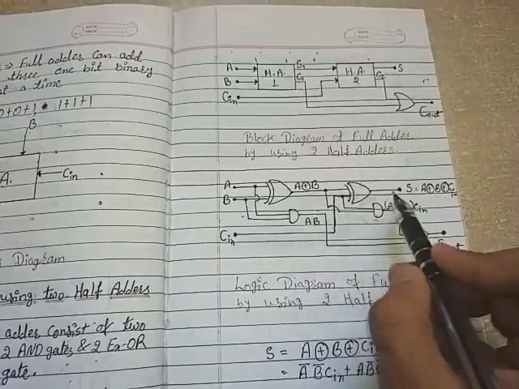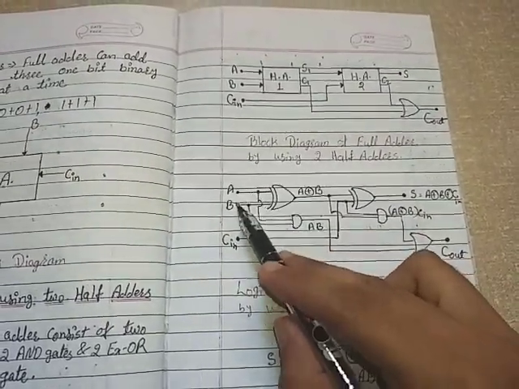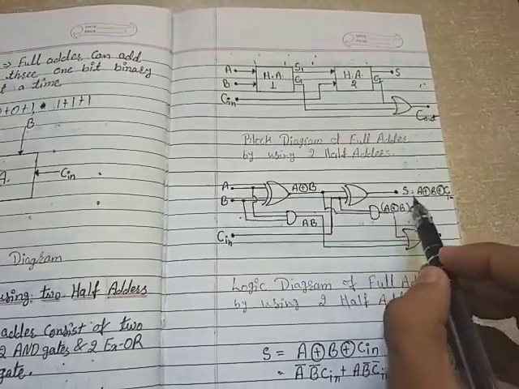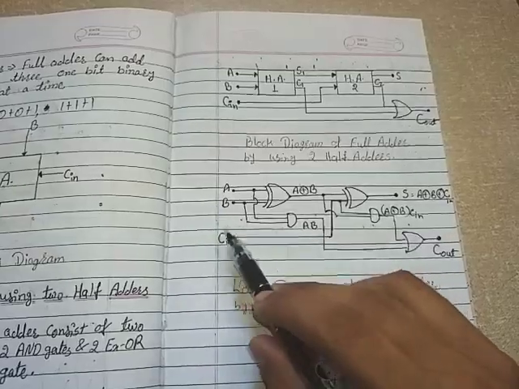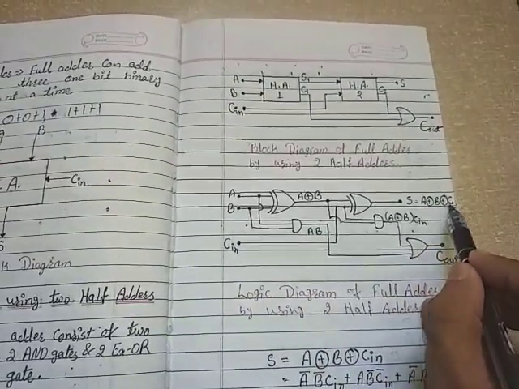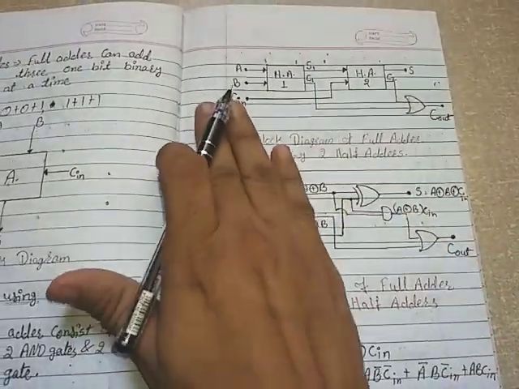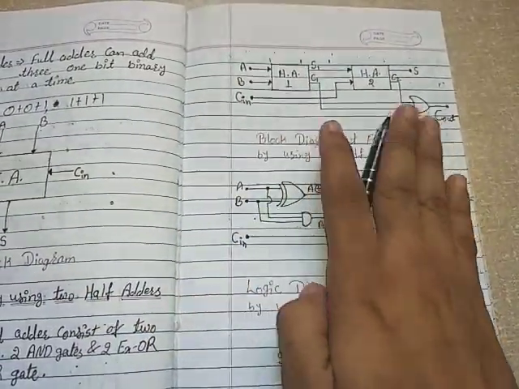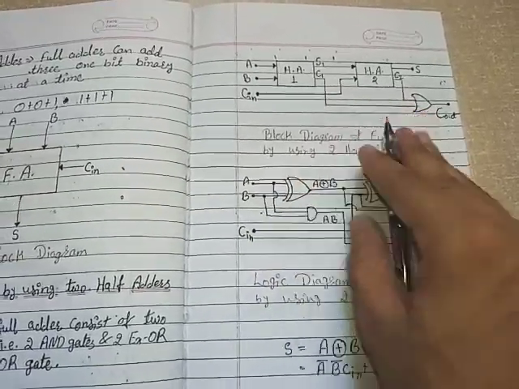So XOR will perform, output will be A XOR B for this, and for this A XOR B, A input and B input is C in. So A XOR B XOR C in. Now here, output of AND gate. Here we go. In the first half adder, what we do? We give both the inputs to the AND gate as well.